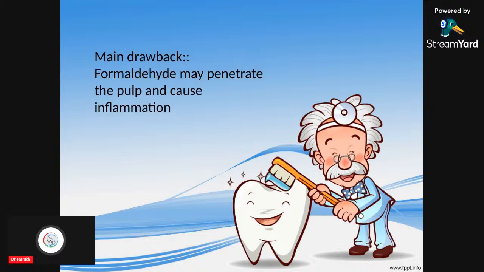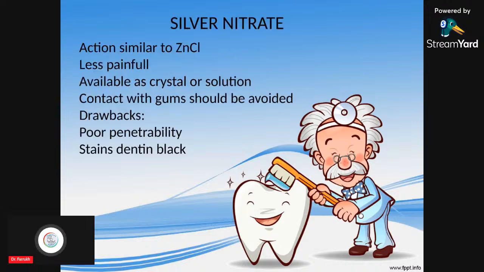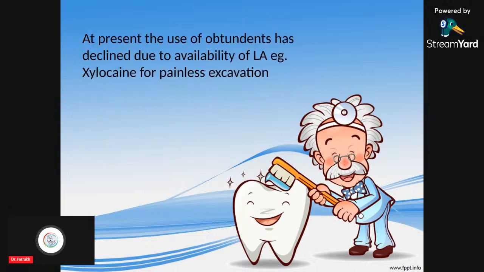Main drawback is formaldehyde may penetrate the pulp and cause inflammation. So basically, this is the main drawback of paraformaldehyde. Silver nitrate action is similar to zinc chloride, less painful, available as crystal or solution. Contact with gums should be avoided. Drawbacks: poor penetrability, stains dentine black. So silver nitrate stains dentine black. You should know that, and contact with the gums should be avoided.